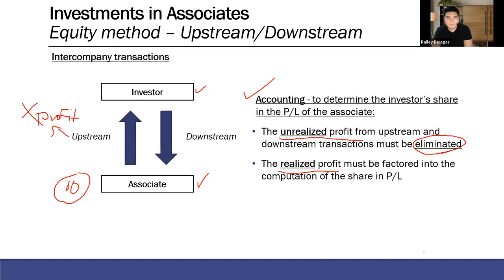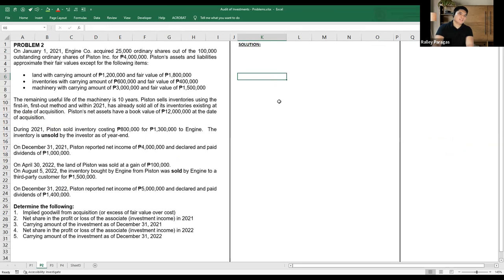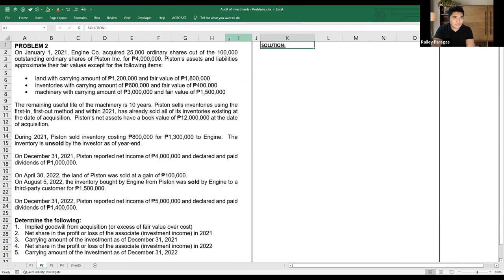Okay? Sige. I think we can illustrate this better by having a problem, which I think would be the last one for this webinar, no? Let's try to illustrate by solving a problem. So problem 2 tayo. So investment in associate na lang yung ating magiging last discussion. Okay? Ayan, I'm currently sharing my screen. Hopefully you guys can see it.